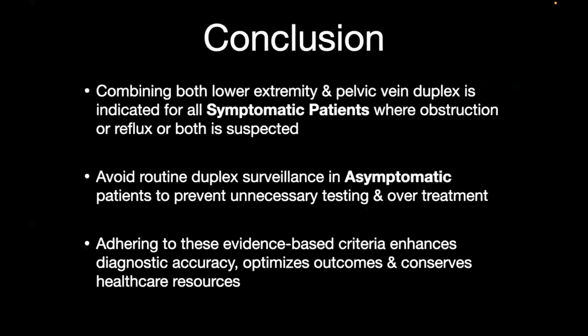So in conclusion, and as the guidelines state, combining both the lower extremity and the pelvic vein duplex is certainly indicated for all symptomatic patients where obstruction or reflux or both is suspected. You do want to avoid routine duplex surveillance in asymptomatic patients to prevent unnecessary testing and overtreatment. Adhering to these evidence-based criteria certainly will enhance diagnostic accuracy, optimize outcomes, and conserve healthcare resources, which is all very important to us.